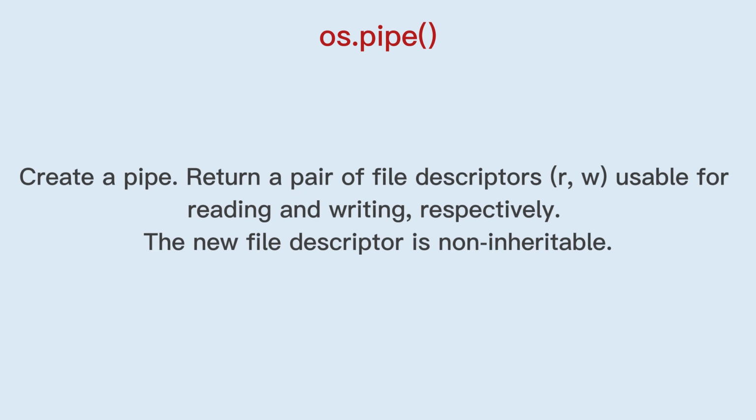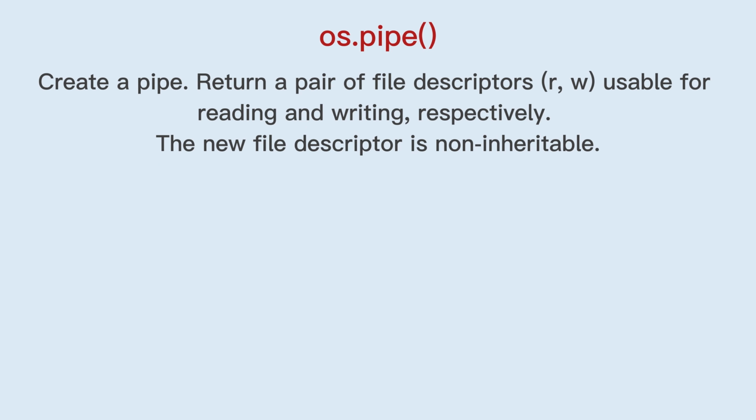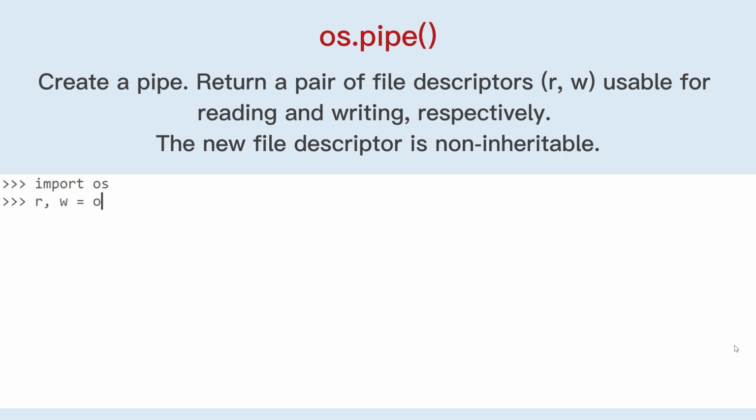os.pipe. Create a pipe. Return a pair of file descriptors, r and w, usable for reading and writing, respectively. The new file descriptors are non-inheritable.